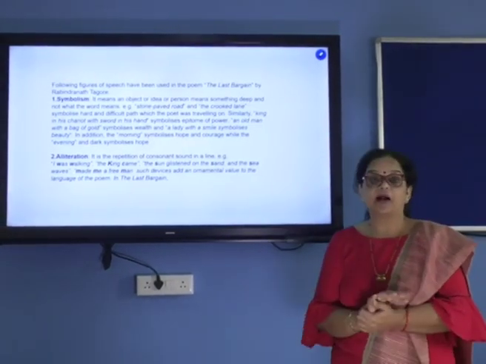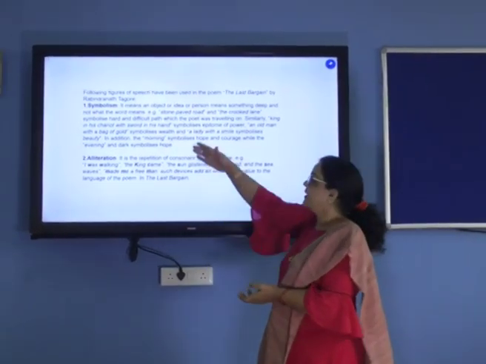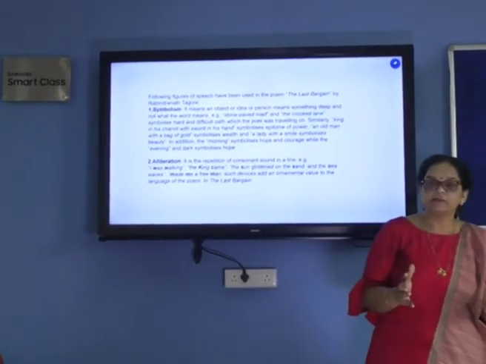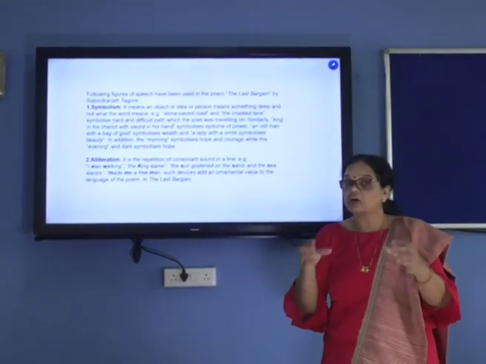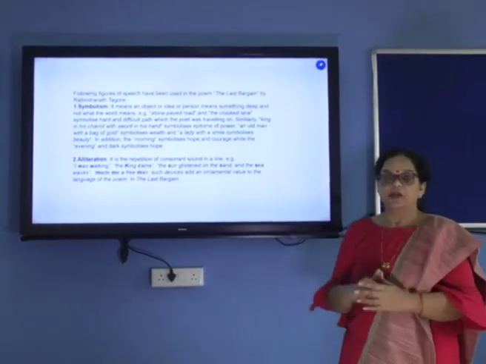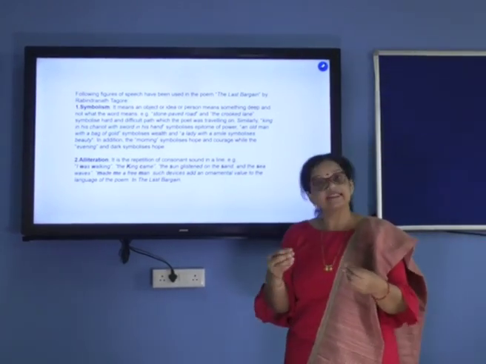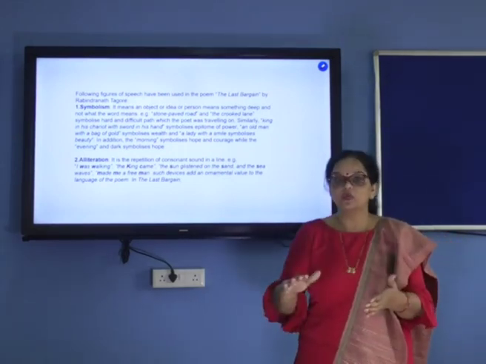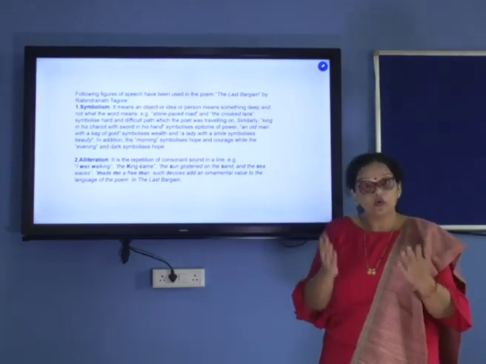Now a very important part of the poem is the figures of speech. You should know the figures of speech. There are mainly two: symbolism and alliteration. Symbolism means that the words are symbolizing something; the meaning is not what is written. Like the stone paved road. It does not mean a road made of stone. That is the literal meaning. But the hidden meaning is that life is not smooth, life is not even. There are many ups and downs in our life, and we have to go through that.